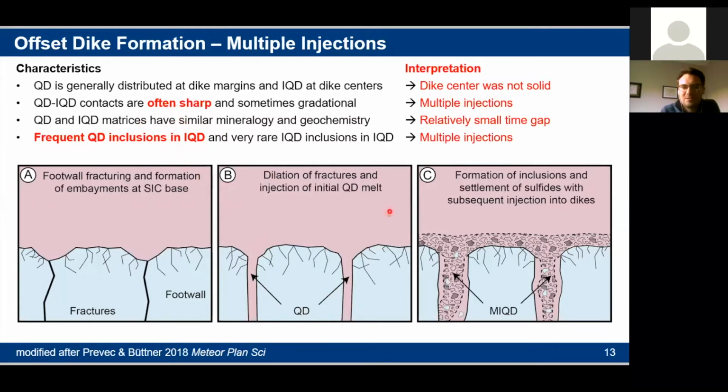And the reason that the IQD or MIQD is often found in the center is that the dike center from the QD was not solidified. And that means that there was a relatively small time gap between the two injections. And this is also supported by the matrices of the two lithologies, that they are both very similar to each other.